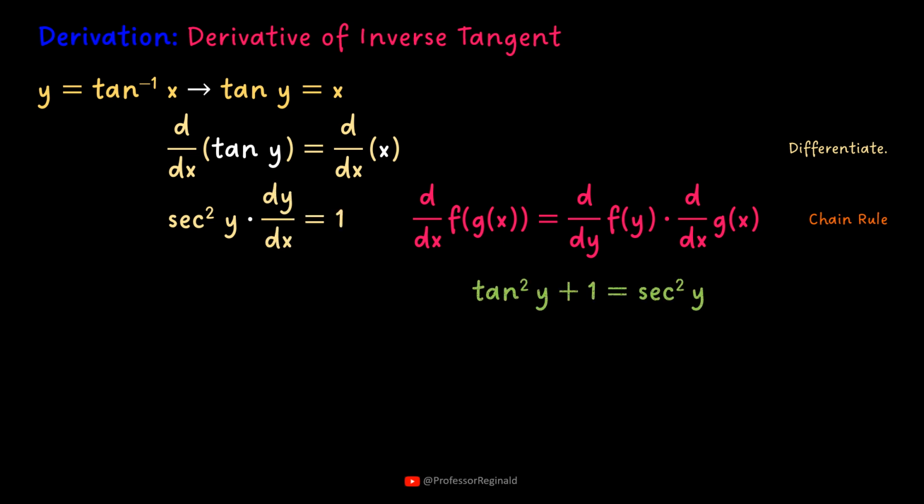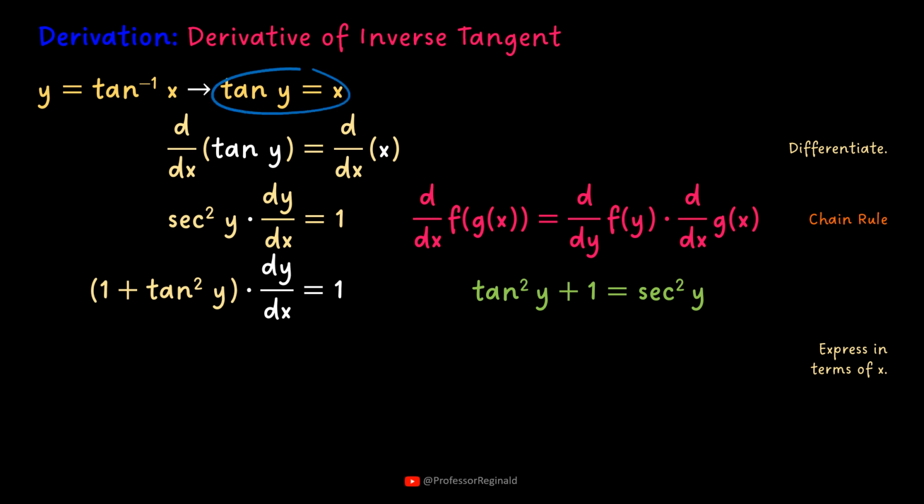Use a Pythagorean identity to express secant of y in terms of tangent of y. Afterwards, express the equation in terms of x. Substitute x equals the tangent of y. Divide both sides of the equation by quantity 1 plus x squared.